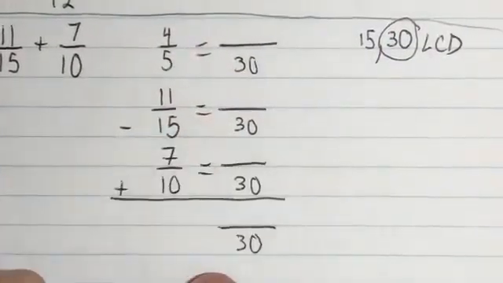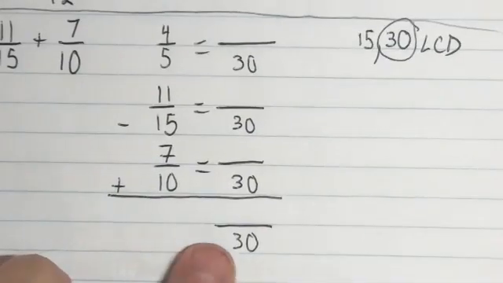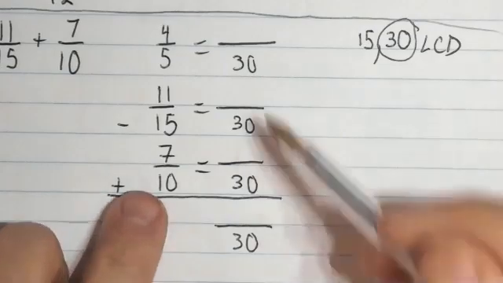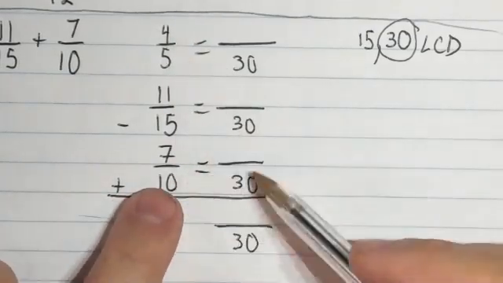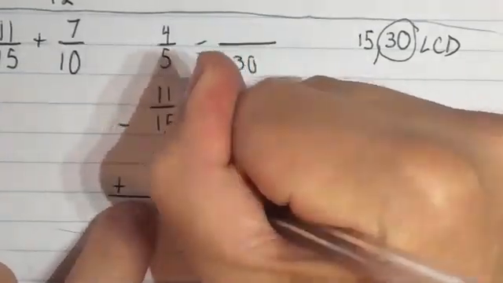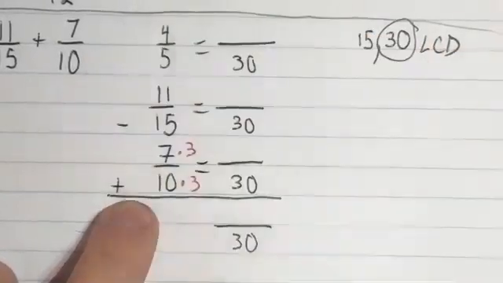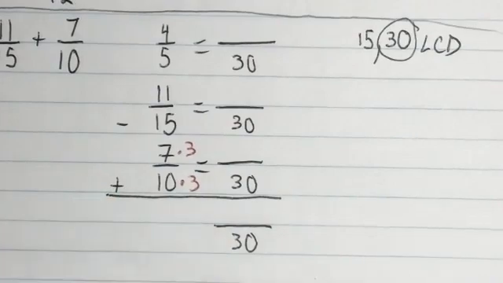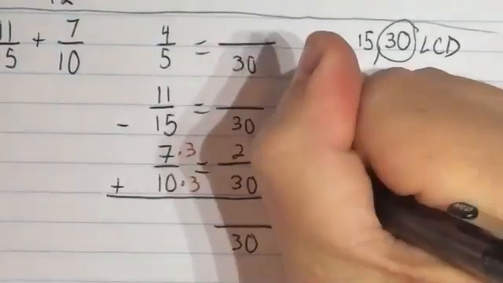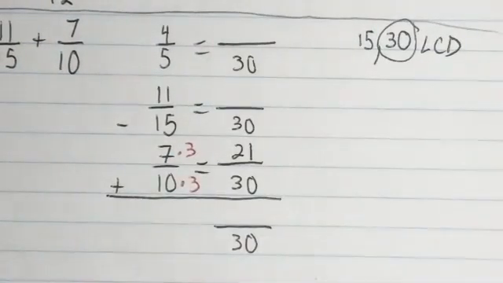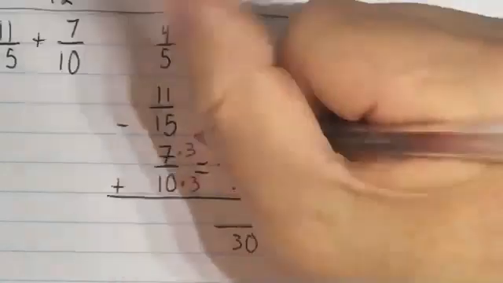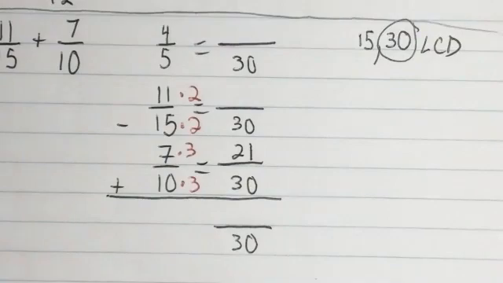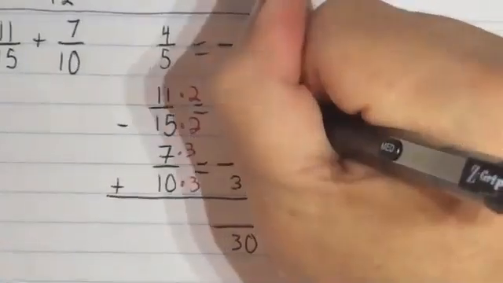And again, I write it in my answer as well because 30 is going to be my denominator in my answer as well. So I got to do it 3 different spots. 10 times what gives me 30? And that is 10 times 3. So 7, and I use the same number. 7 times 3 gives me 21. 15 times what gives me 30? That's times 2. 11 times 2 gives me 22.